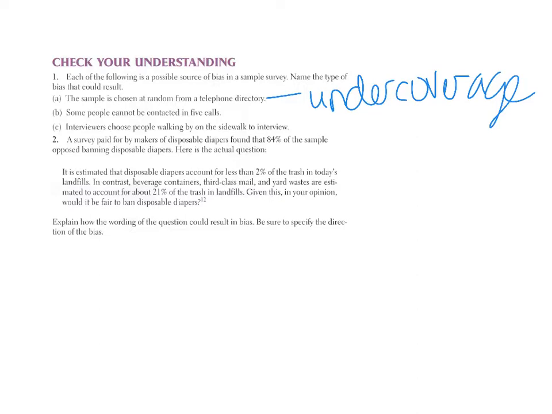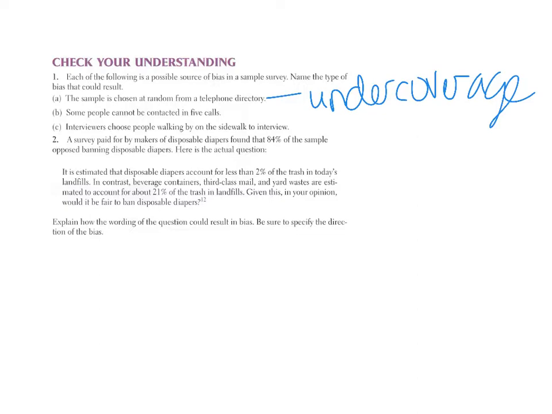They may not have a phone, especially at this stage in the game. They may not have a landline. They may not have a phone. Or they may choose to have an unlisted phone number that's not there. So there will be people that cannot be part of the sample because they either don't have a phone or they are unlisted in the telephone directory. So you get that undercoverage. They cannot be part of the sample.